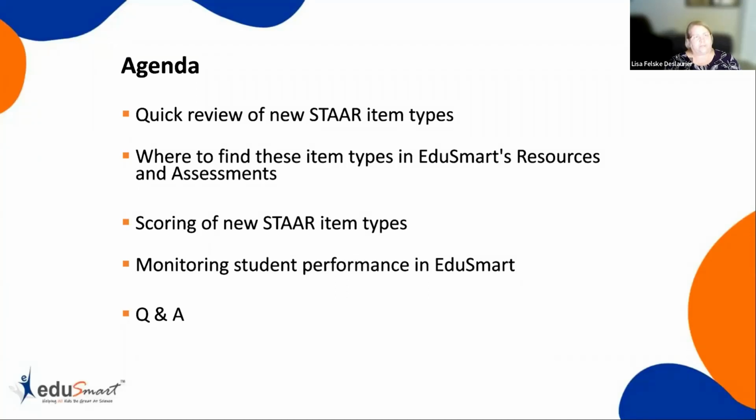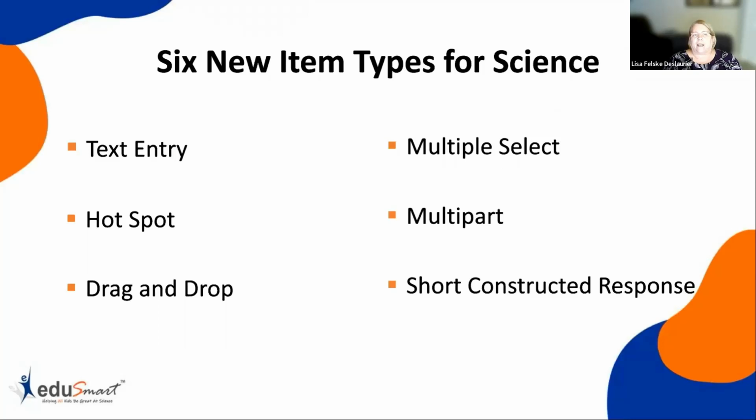So again, we have 6 new item types that are going to be used for STAAR Science. The text entry, the hotspot, the drag and drop, the multiple select, the multi-part, and short constructed response. We have already integrated all of these types into all of our resources, and we've used 5 of the 6 types in our new assessment items.